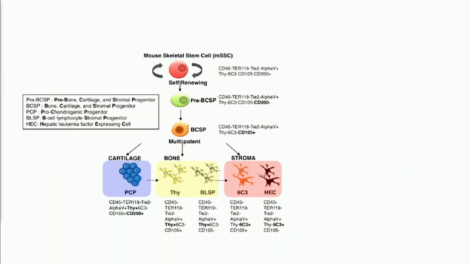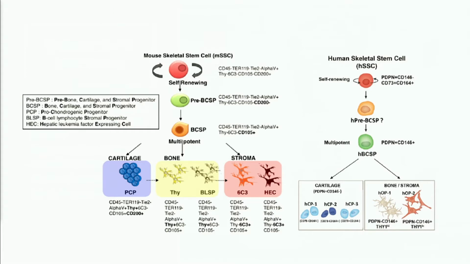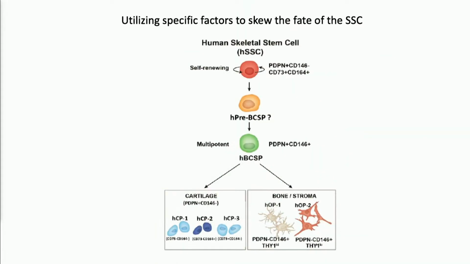Now, in our lab, we have identified the mouse skeletal stem cell, or SSC, and its downstream lineage. So this SSC gives rise to the BCSP, or the bone, cartilage, and stromal progenitor cell, and this in turn gives rise to cartilage, bone, and stroma. And in addition to this, we have also identified the human SSC and its downstream lineage. Furthermore, we've identified that we can utilize specific factors to skew the fate of the SSC. So if we cut off the lineage to the bone and stroma, we can actually skew the SSC towards producing cartilage.